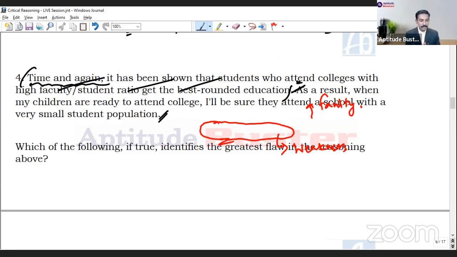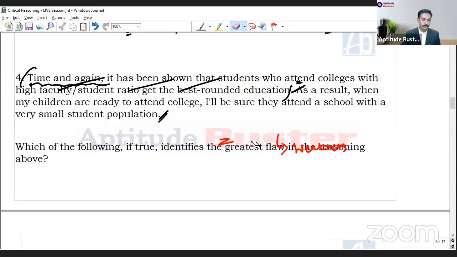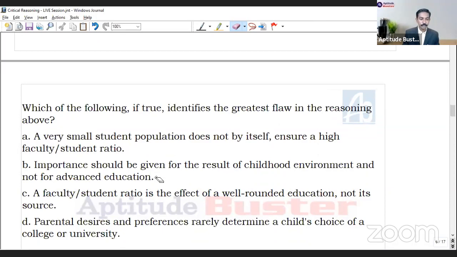Reread it again. As a result, when my children are ready to attend college, I'll be sure they attend a school with a very small student population. The advantage that you have here is you're not going to provide a descriptive answer. I helped you to locate where the error could possibly lie, and you're not asked to write an answer on your own. Which of the following, if true, identifies the greatest flaw? You have to gather a clue and jump to the choices.